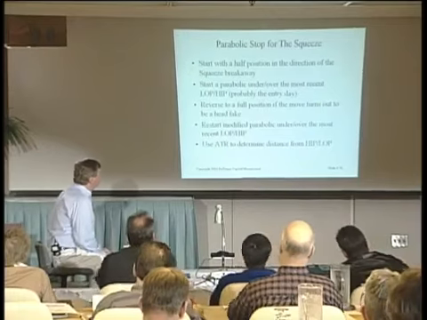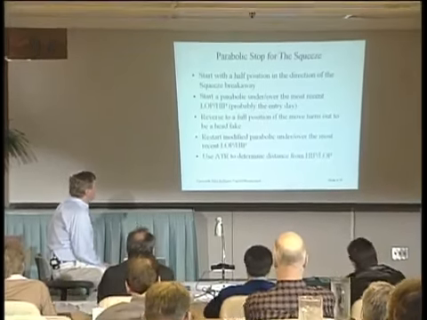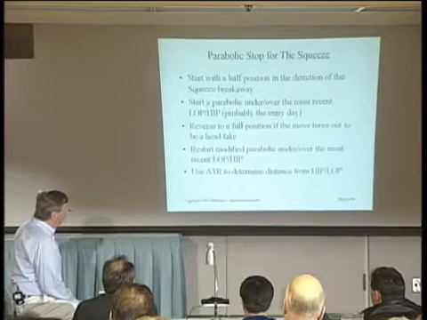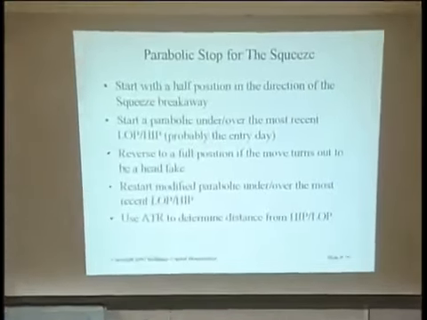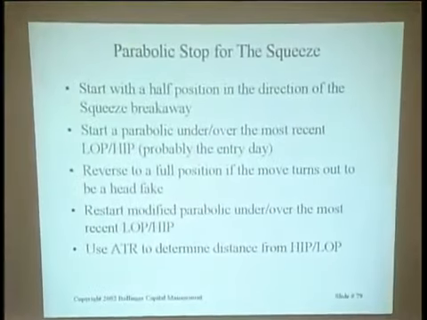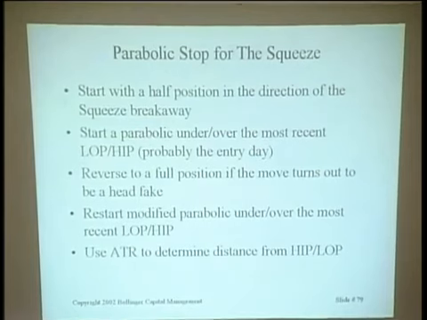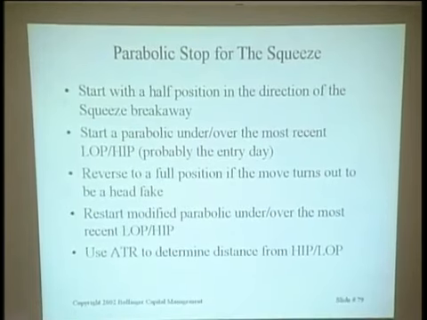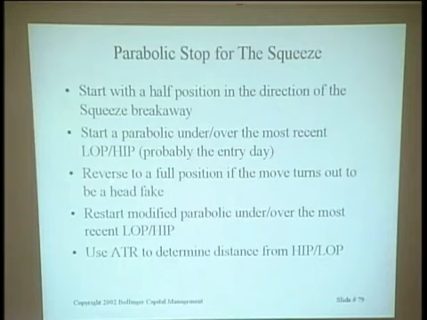Okay, parabolic stop for the squeeze. Start with a half position in the direction of the squeeze breakaway. Start a parabolic underneath or over the most recent lop or hip, probably the entry day. Reverse to a full position if the move turns out to be a head fake. Restart the modified parabolic under or over the most recent hip or lop.